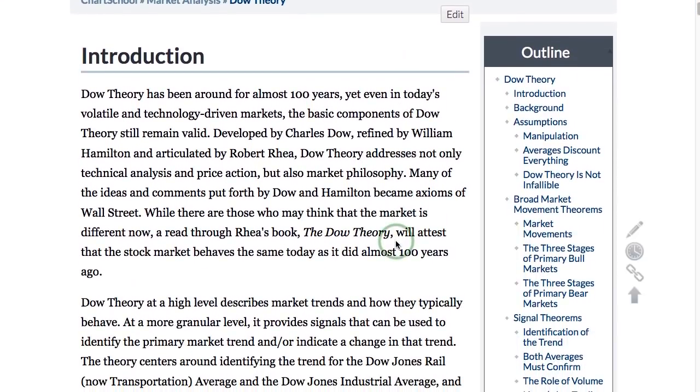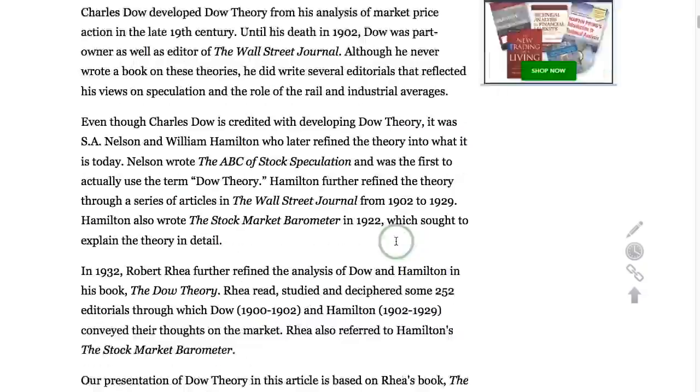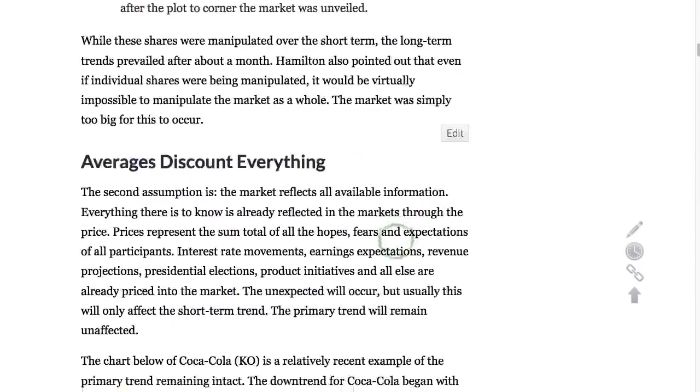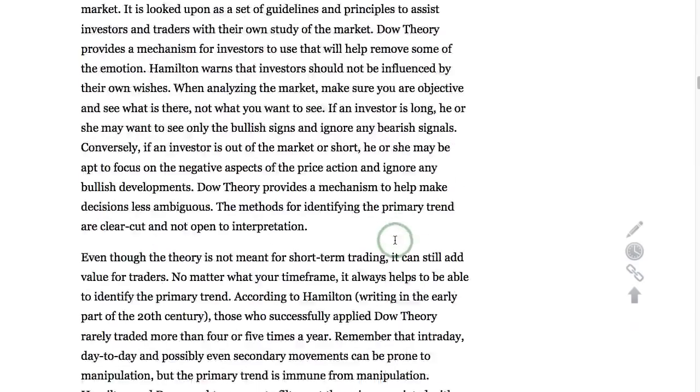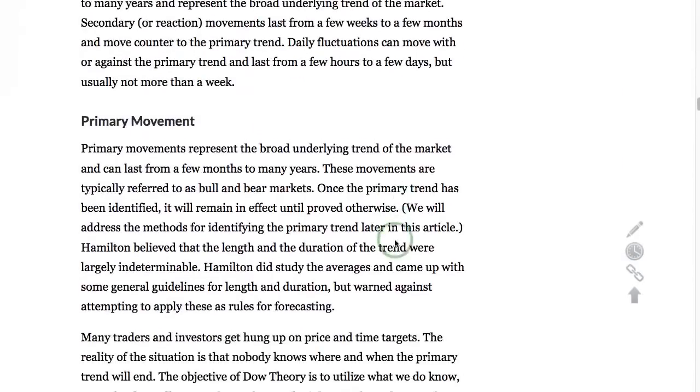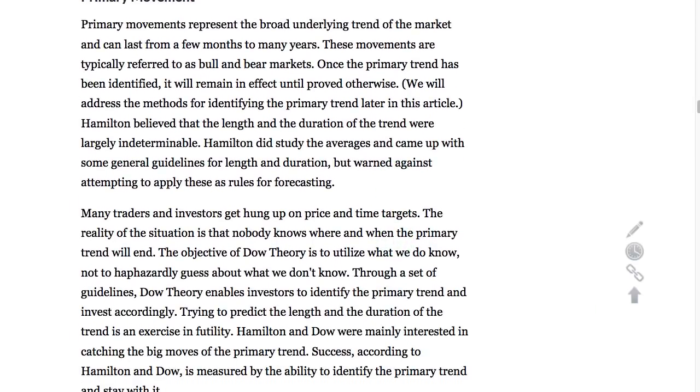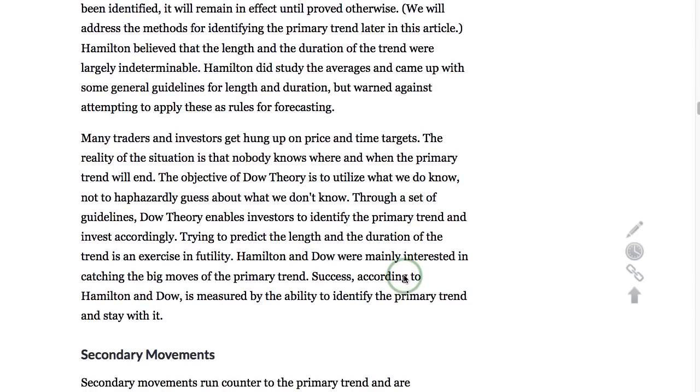And I want to highlight three things. The first thing is about the primary trend, and it's a little bit further down in the article. Excuse me for the scroll. But here is the primary trend that we're talking about. And basically, the length and the duration of the trend were largely indeterminable. So what you have to do is identify that change in trend and adhere to it until you get a signal that tells you it has reversed. So you cannot estimate the length or duration of a primary downtrend, which I think we have started.